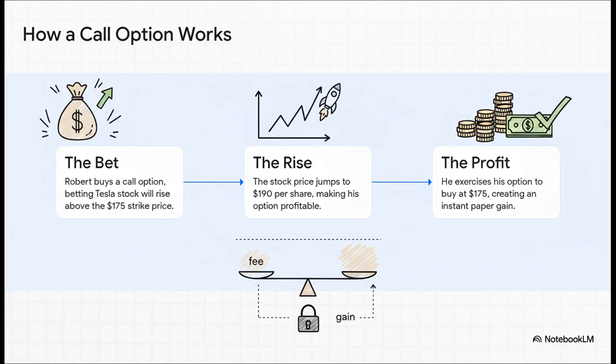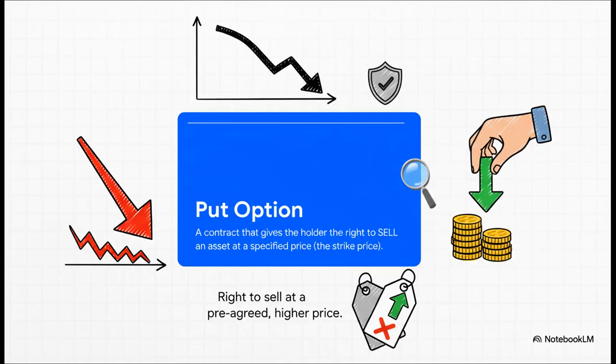So for just a small fee, Robert got to control the fate of 100 shares of stock. When the price jumped, he used his right, he bought low, and instantly he held shares that were worth more than he paid. Now, if the price had dropped instead, he could have just let the option expire. The only thing he'd lose is that small fee he paid upfront. See the power there?